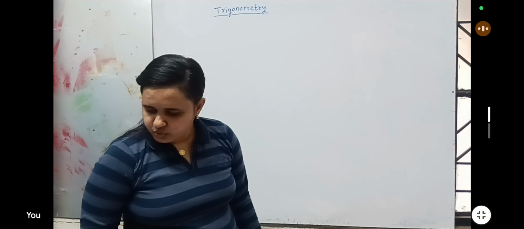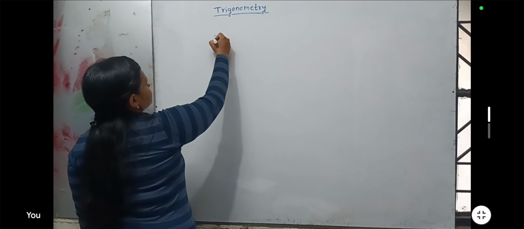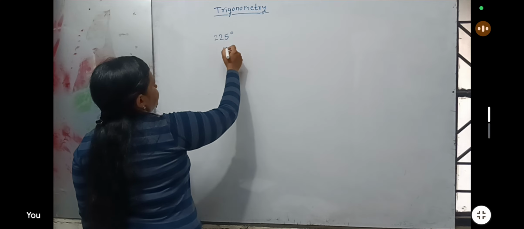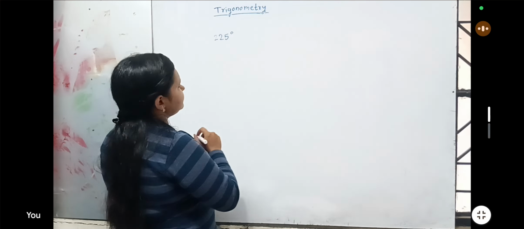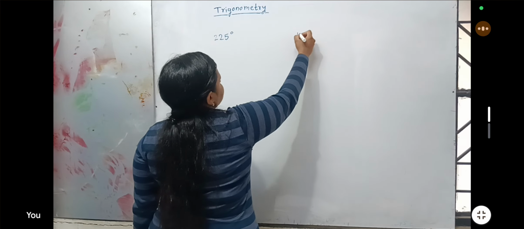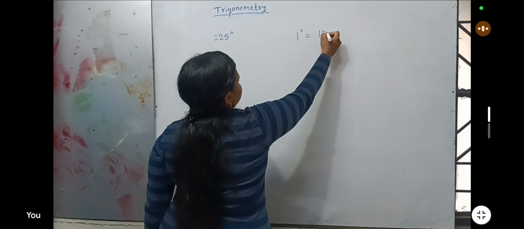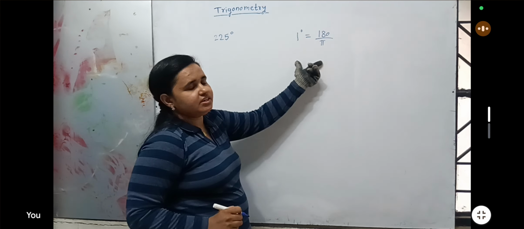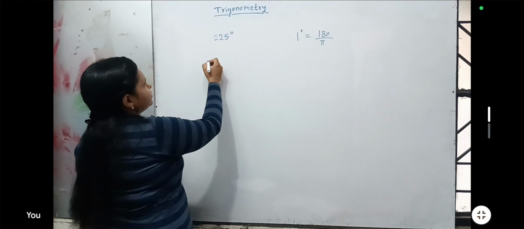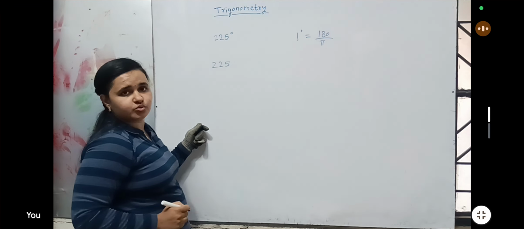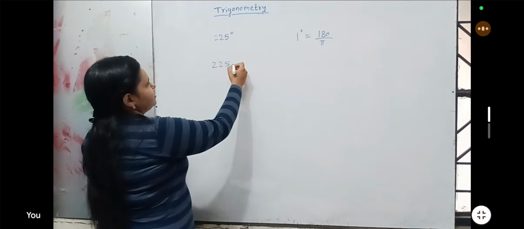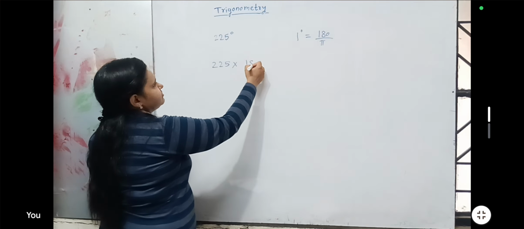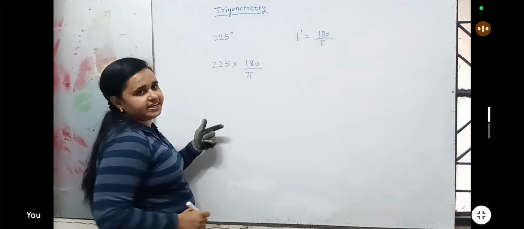Now again, the sexagesimal measure of 225 degree in radian measure is. Now we have to convert degree into radians. Here it is given 225 degree and we have to convert it in radians. So 1 degree is equal to 180 upon pi. So 225 degree in radians will be 225 multiplied by 180 upon pi.